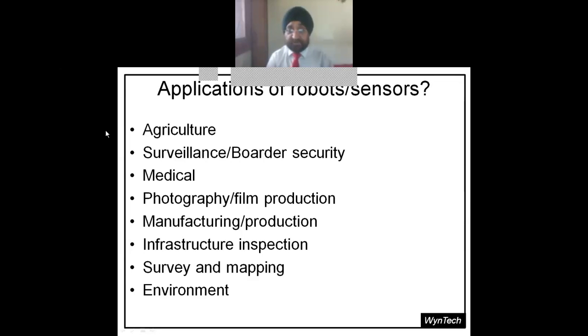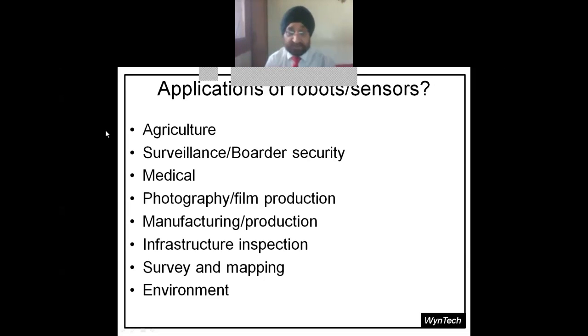Now, we'll talk about the application of robot sensors. This is the general application, not very important, because here medical is there, everything is there. But some of these applications we use in smart cities. This is a general list of applications of robots. Robots or sensors are used in agriculture, surveillance, border security, in medical cameras and other sorts of things, or X-rays used in medical, photography, film production.